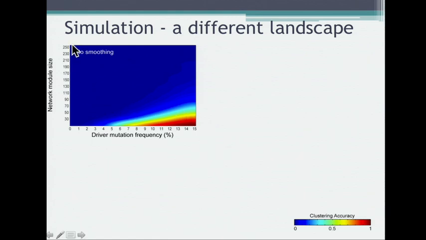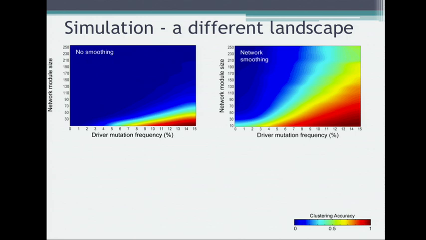The variables we varied are the size of the pathway that we believe is implicated in cancer, or the amount of pathway information that is tied to the cancer. And on the bottom is the frequency of drivers, so how much of the mutations are part of the background and how much are part of the cancer.